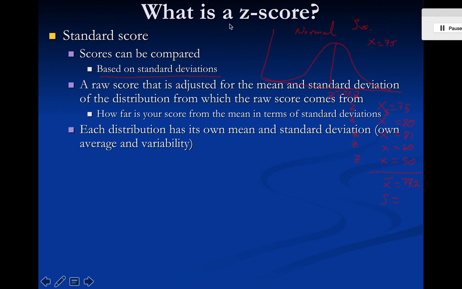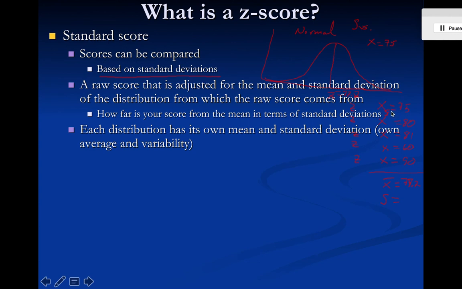So again, our z-score is essentially going to tell you how far from the mean is the value of a 75 in terms of standard deviations. How far from the mean is the value of an 80 from 77.2 in terms of standard deviations? How far is 81, 60, and 90 from the mean in terms of standard deviations? So again, very clear, and make sure that everyone understands this. Again, I don't want to leave anybody behind.